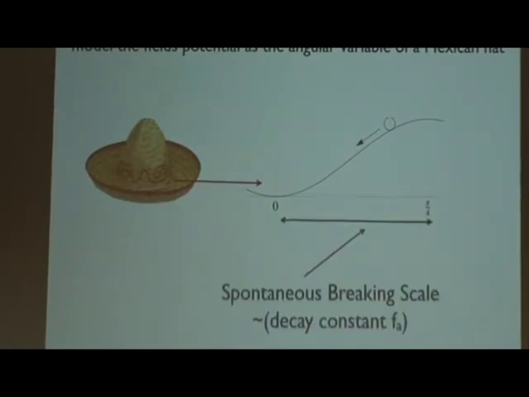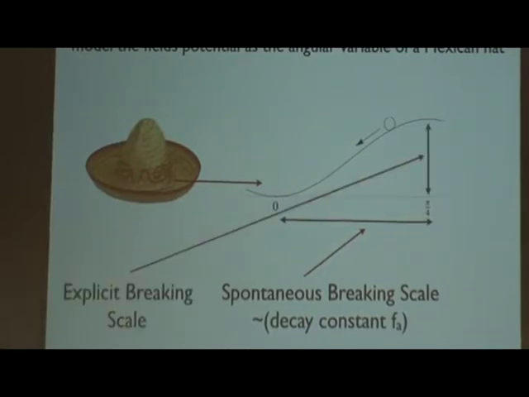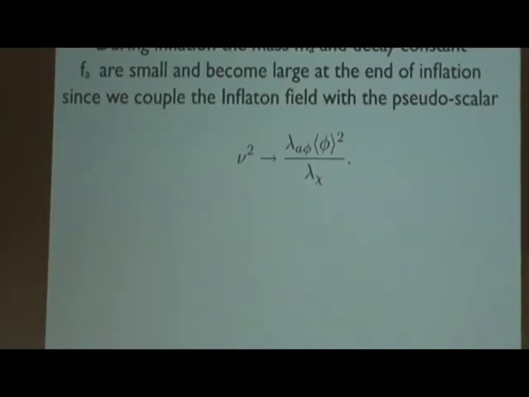Again, the spontaneous symmetry breaking scale just sets the width of the hat, and then you have some sort of explicit breaking term that gives you your height. So the basic picture is that during inflation, the mass and the decay constant are small, around 10 to the minus 1 eV. At the end of inflation, we can couple the inflaton with a Mexican hat type potential, and then that can acquire a large VEV.